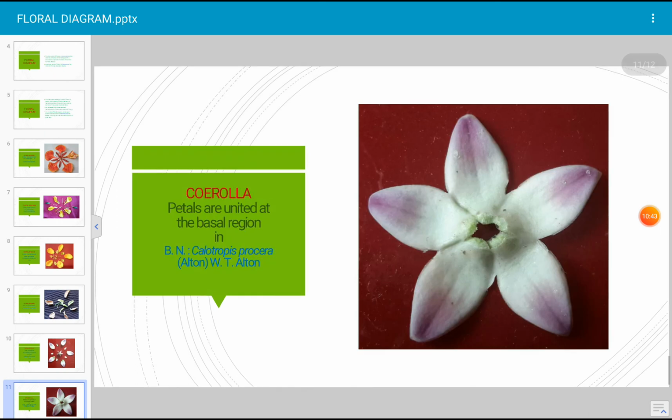Okay, next slide. This is the corolla of Calotropis procera, and petals are united at the basal region.